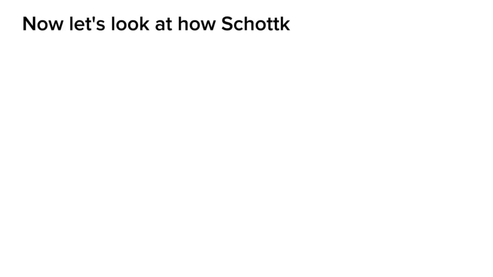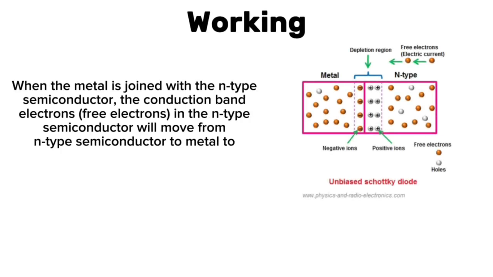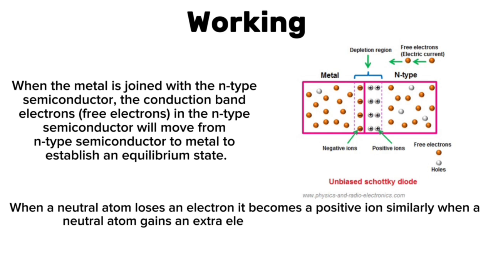Now let's look at how Schottky diode works. When the metal is joined with the N-type semiconductor, the conduction band electrons, free electrons, in the N-type semiconductor will move from N-type semiconductor to metal to establish an equilibrium state. When a neutral atom loses an electron, it becomes a positive ion. Similarly, when a neutral atom gains an extra electron, it becomes a negative ion.